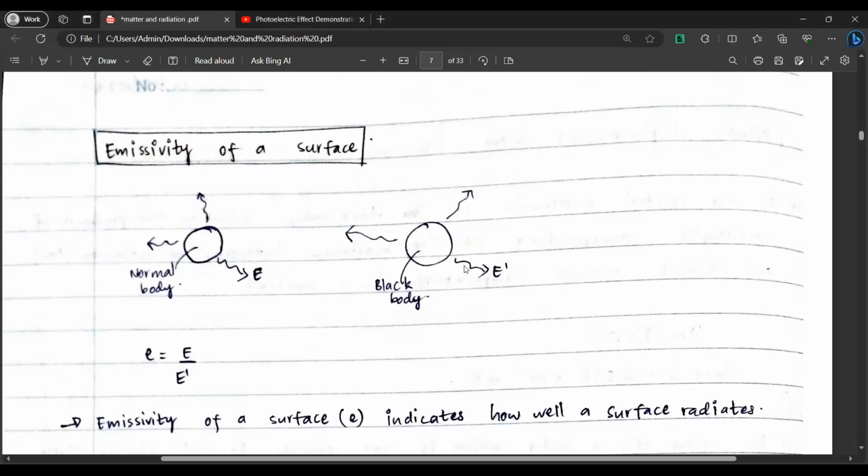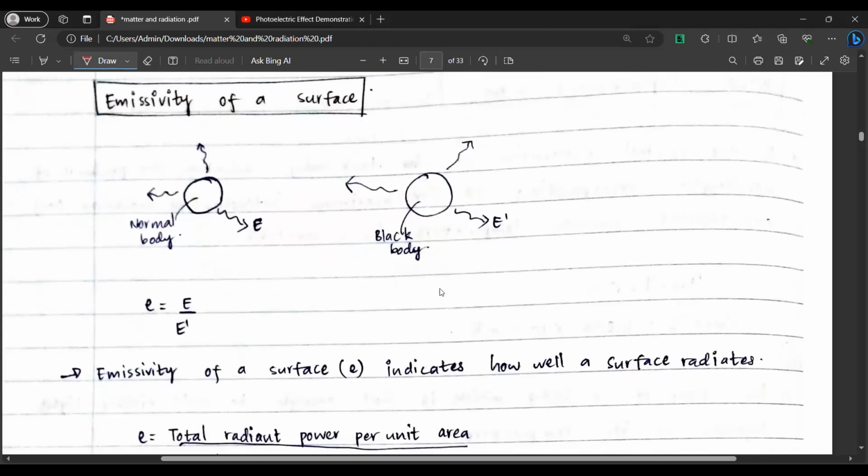Then, emissivity of surface. So this is a normal body and this is a black body. We know that a black body can emit all the types of waves. And its emissivity is E dash. But a normal body, can it emit all the wavelengths? No, right? Therefore, its emissivity is lesser, and let's take it as E.